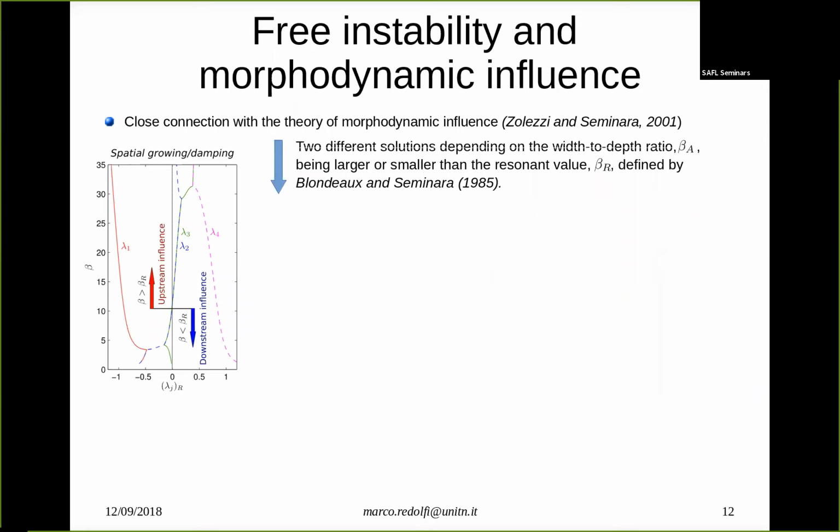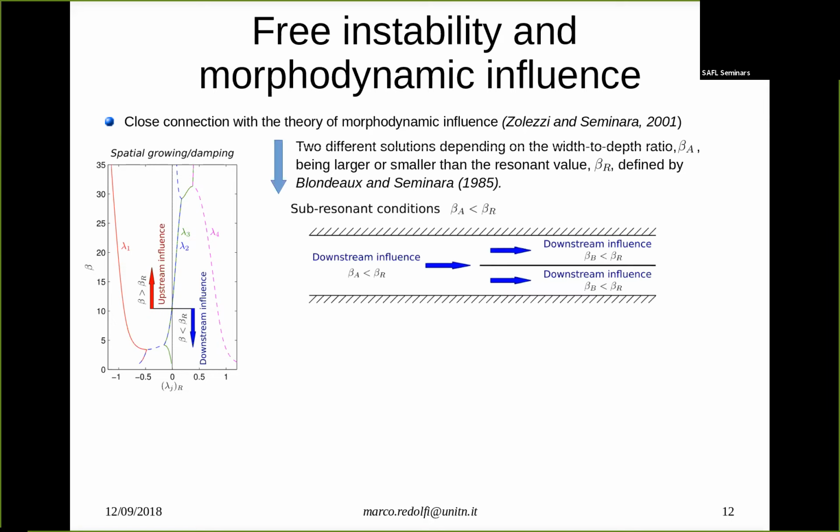According to this solution, you get two very different kinds of behavior depending on beta being smaller or larger than the resonant value, which was originally defined by Blondeaux and Seminara. This is related to the sign of the eigenvalues that define the spatial growth or damping of the linear solution. Basically, in the so-called sub-resonant condition, so beta less than the resonant value, the two-dimensional morphodynamic information tends to travel downstream.